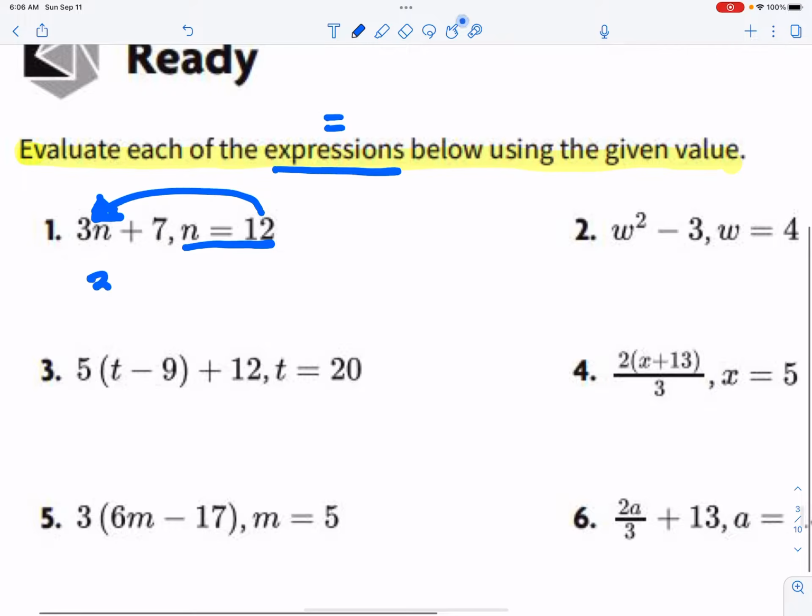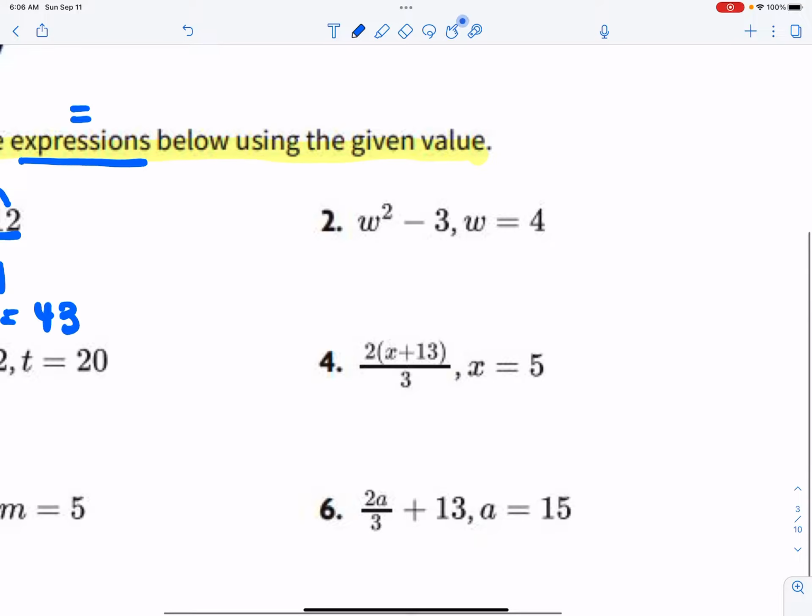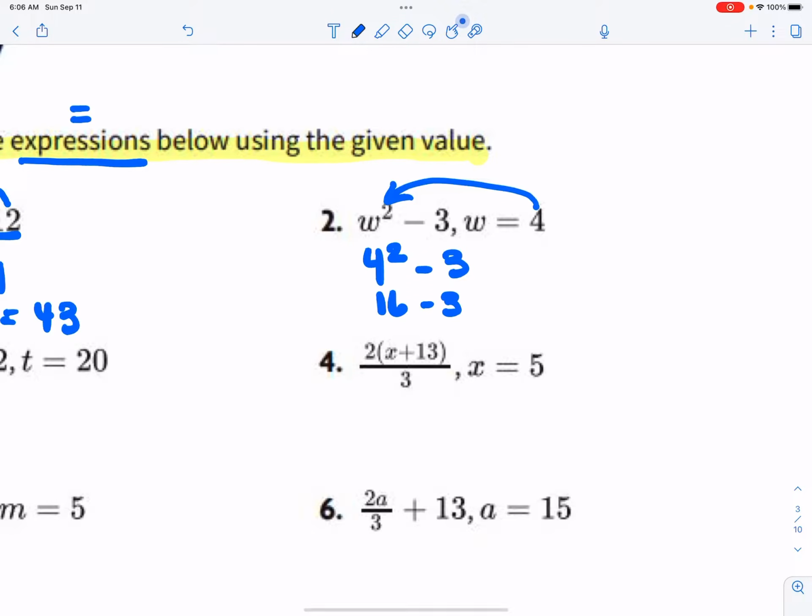So for this one here, we're going to take the 3 and we're going to substitute the 3 with the 12. When numbers are joined together, they're multiplied. And then we have plus 7. So in this case here, 3 times 12 is going to be 36 plus 7 equals 43. All right, let's take a look at number 2. So if we take the 4, we're going to plug that in right there. So we're going to have 4 squared minus 3. 4 squared is 16. 16 minus 3 is equal to 13.